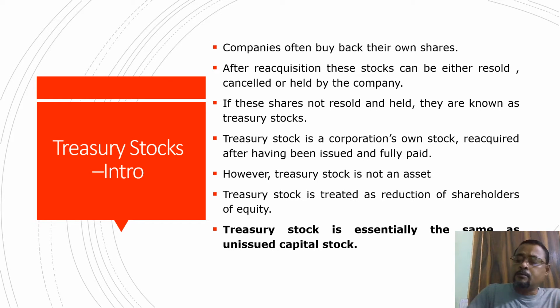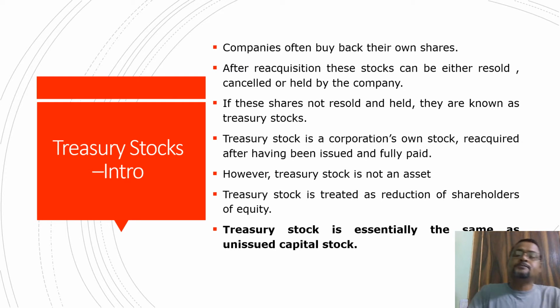Once the shares are bought from the open market by the management, they have three options. They can be resold, they can be cancelled altogether, or they can be held for some time before being resold or cancelled by the company. However, treasury stocks are those reacquired stocks which are not resold and held. So they are neither resold nor cancelled.